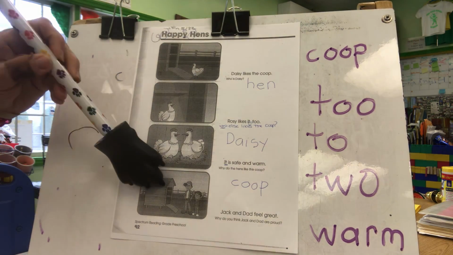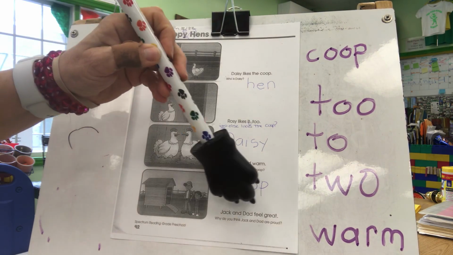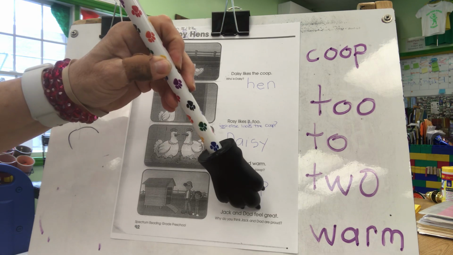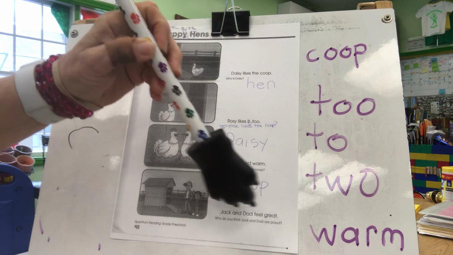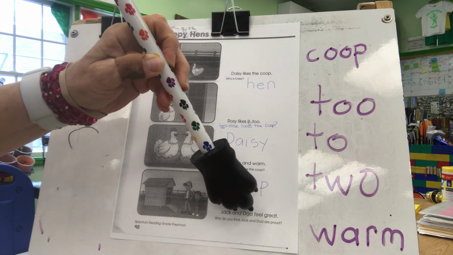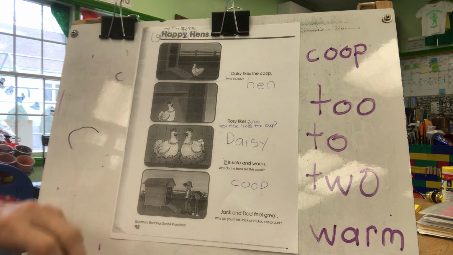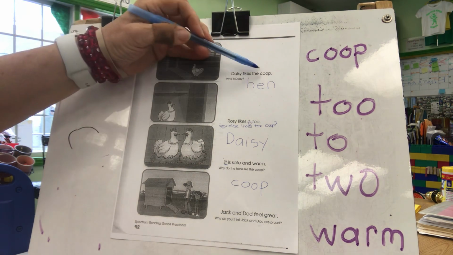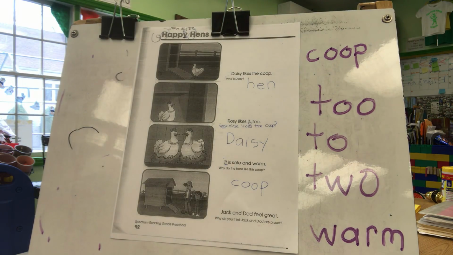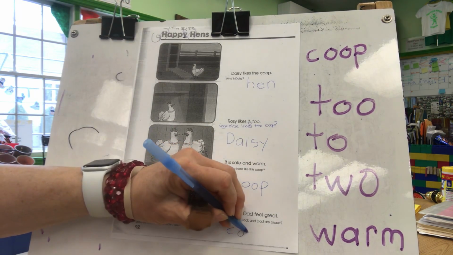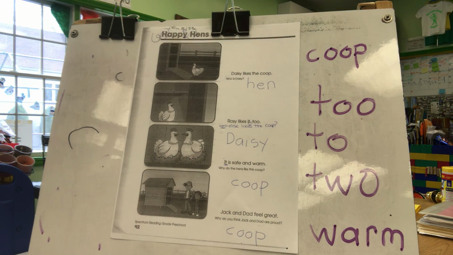And the last picture shows us, ooh, 2 more characters. Jack and Dad feel great. Jack and Dad feel, long E, great. Why do you think they feel so great? What did they make? They made a coop. They made the coop. That's the answer right there in the very first question. They made that chicken coop. Well done, Jack and Dad.